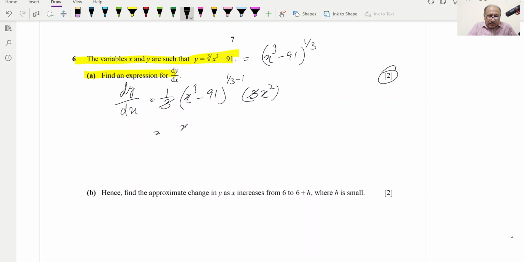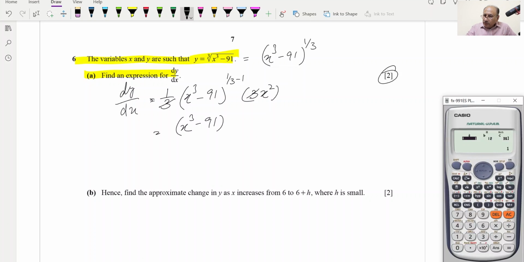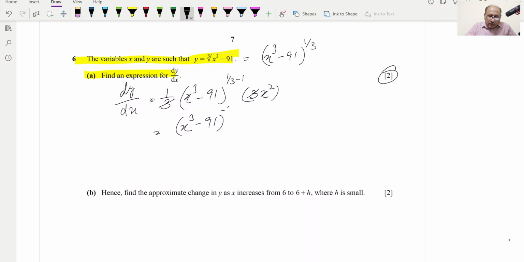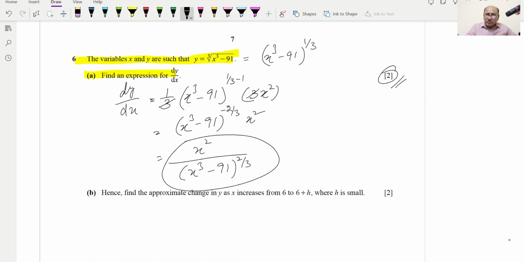and the remaining will be x raised to the power 3 minus 91 raised to the power, this will be 1 by 3 minus 1, and minus 1 is equal to minus 2 by 3. So the power will be minus 2 by 3 and x squared, so we can write x squared over here, and this can be rewritten as x squared over x cubed minus 91 raised to the power 2 by 3. So this will be the final answer for this question. This was a 2 marks part.